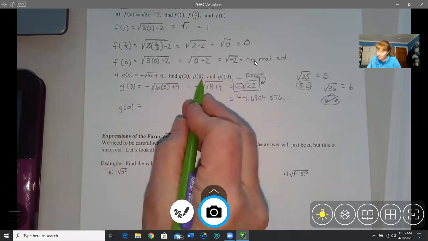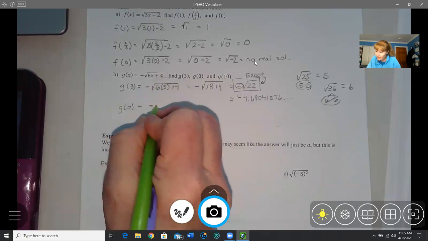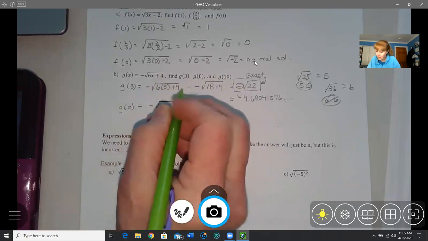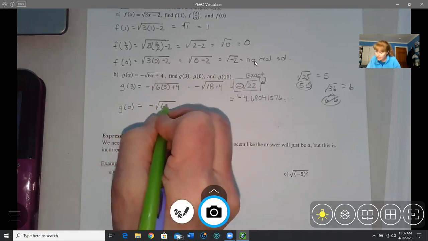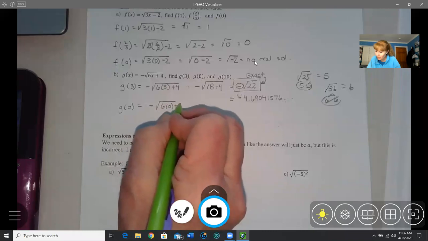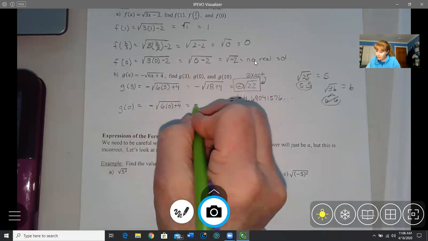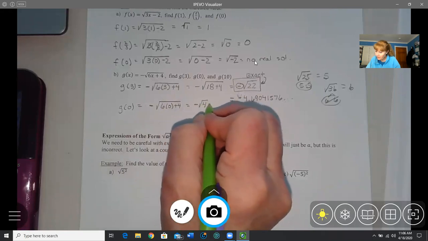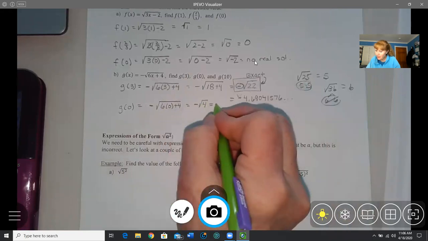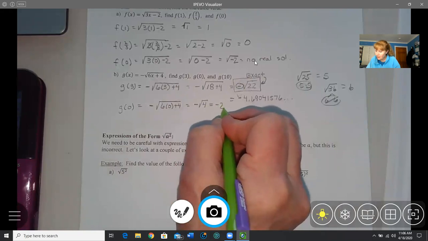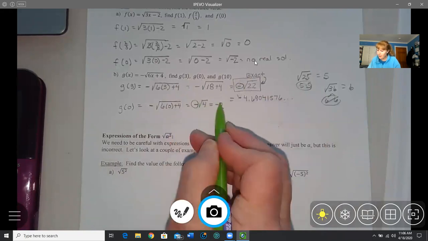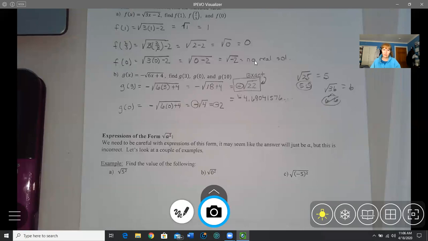So again, if you put in 0, we have the negative outside. It's okay to have the negative outside. We have 6 times 0 plus 4. This is negative square root of 4, so we end up with a negative 2. The negative comes from the outside in the given problem. The square root of 4 is 2, because 2 times 2 gives you 4.